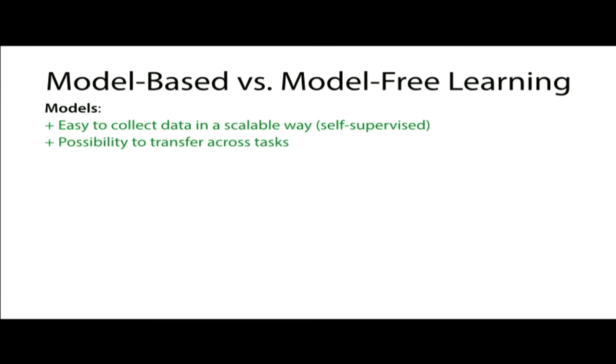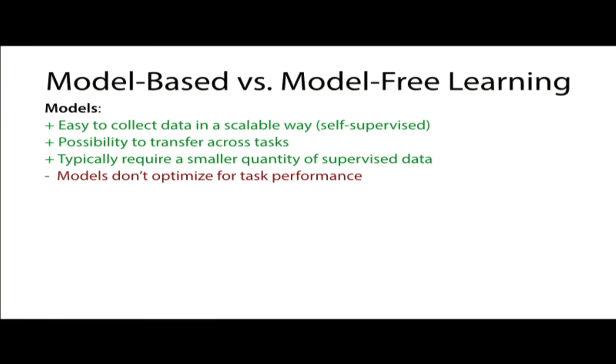And once you learn a model, there's a possibility that you can transfer across tasks because the model is agnostic to the particular task that you're doing or the particular reward signal that you're getting. And in general, once you want to deploy these model-based methods, it typically requires a smaller quantity of supervised data, such as a reward function or other supervision, in order to learn a policy or optimize for behavior using the model.